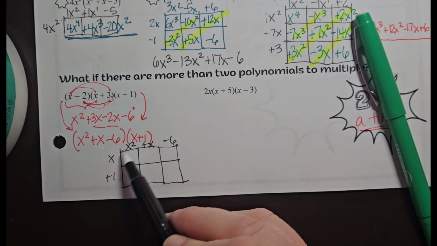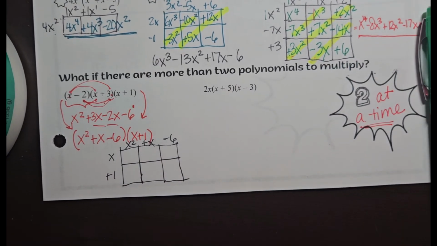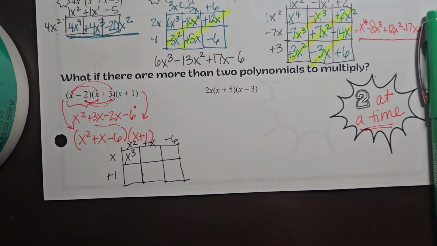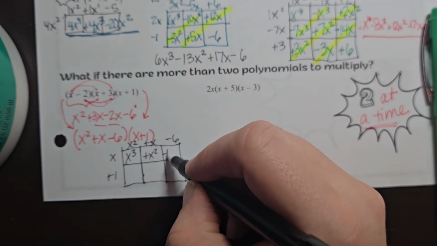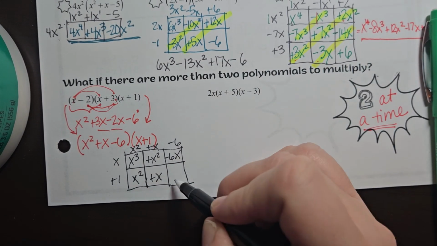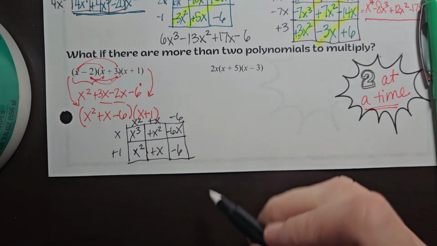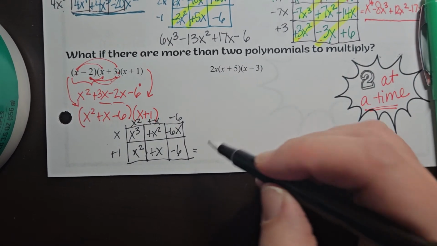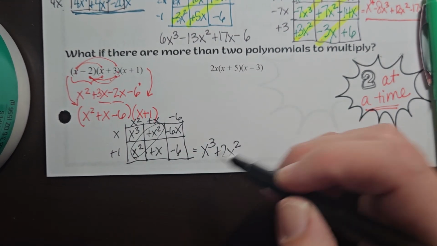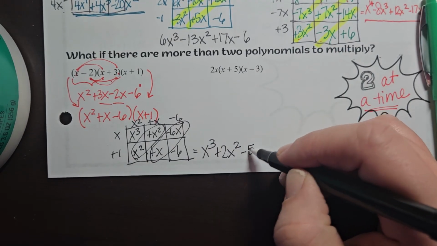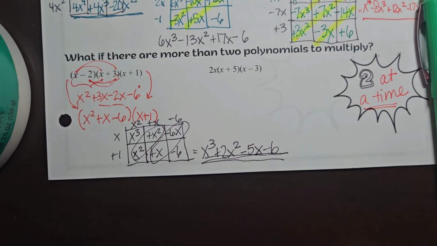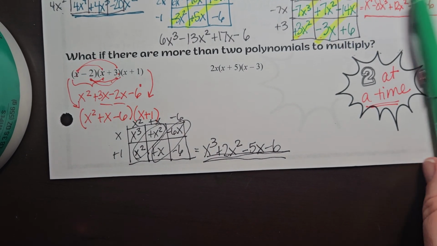All right, so then we would just multiply these much like we did before. And that's going to get us to our answer. So x squared, negative 6x, 1x squared, 1x, negative 6. Finally, combine our like terms. I'm running out of space. Sorry, we would get x cubed plus 2x squared minus 5x minus 6. So there is our finished multiplied product there.